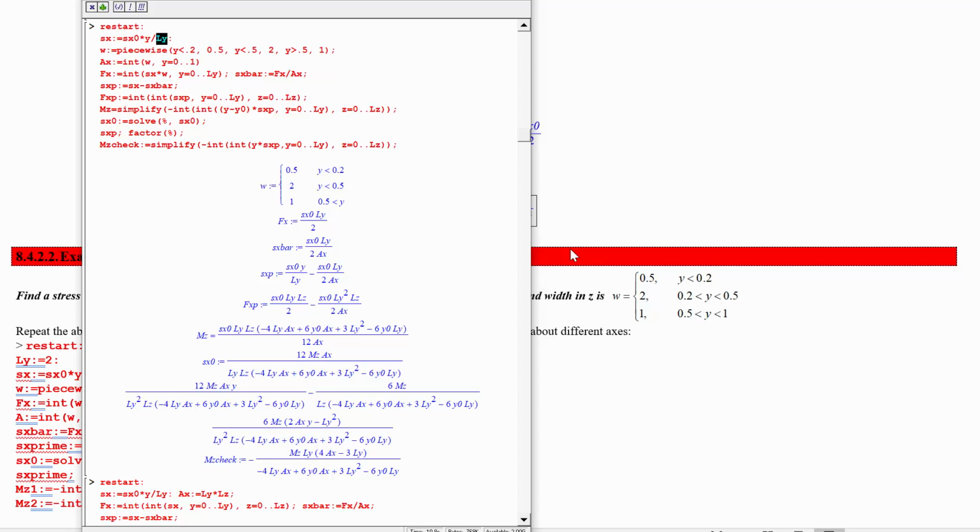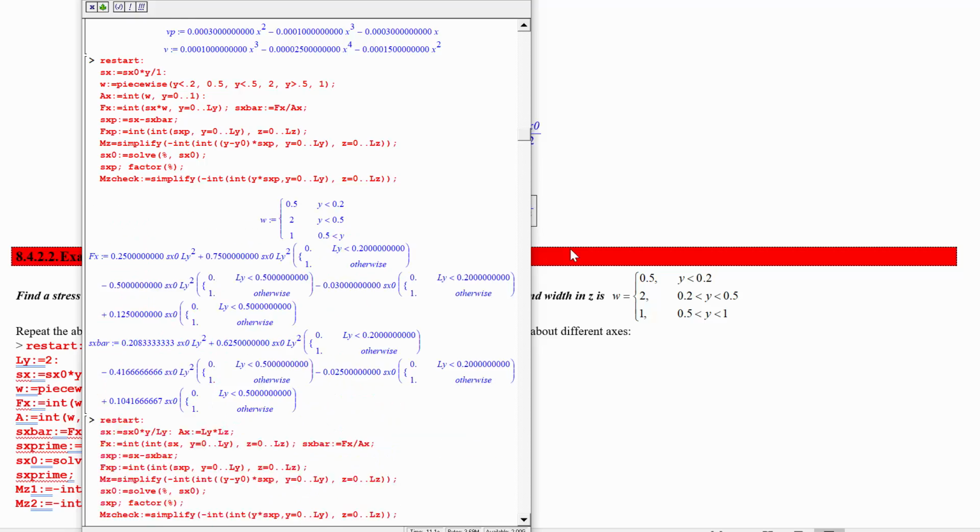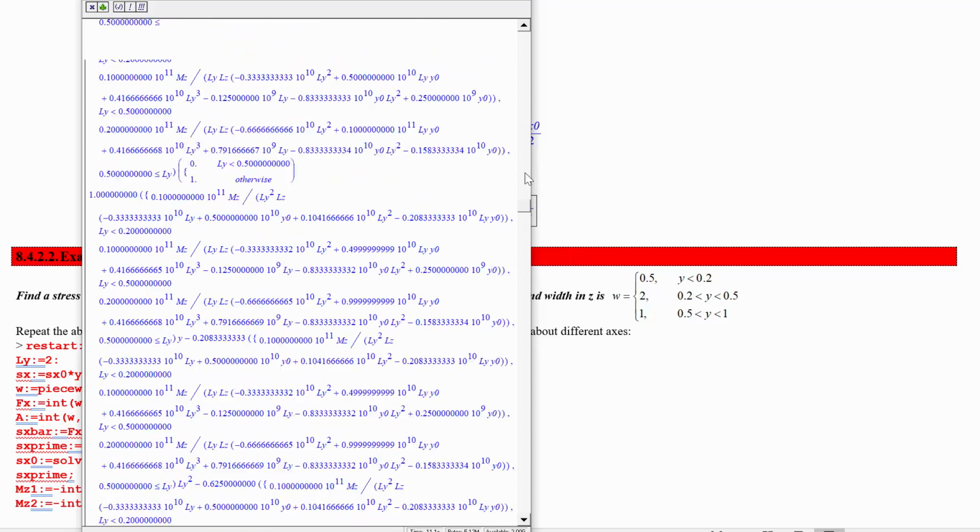And yeah, let's just take this as sx naught y over 1. What function do we use to give the correct moment? Oh my goodness. What happened there?